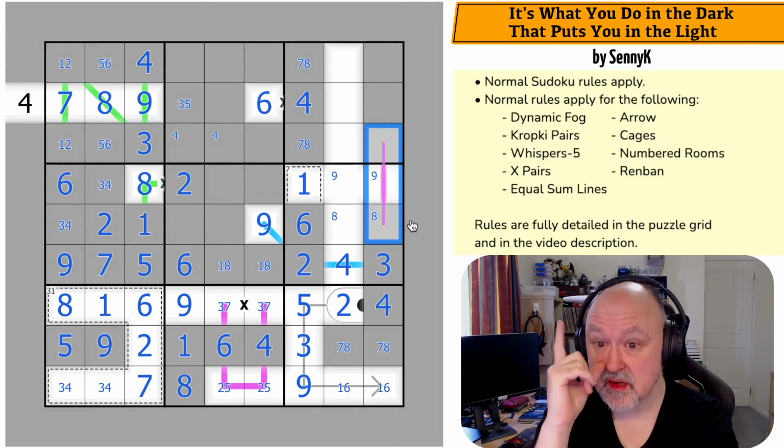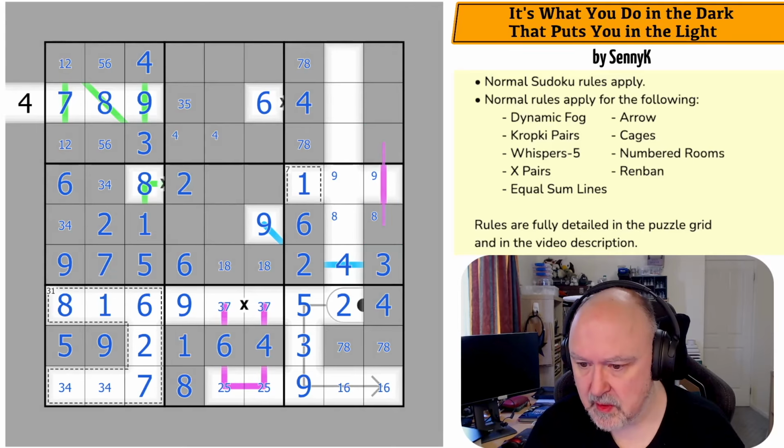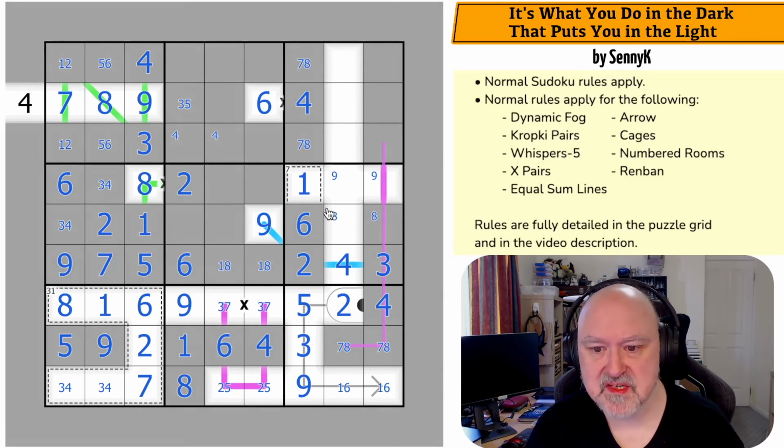Not necessarily. What would happen if this line did that? 1, 2, 3, 4, 5, 6, 9, 8, 7. That would be 8. No, I'd have to put 7. Yeah, it doesn't work. If this is a 9, I still have to disprove this.